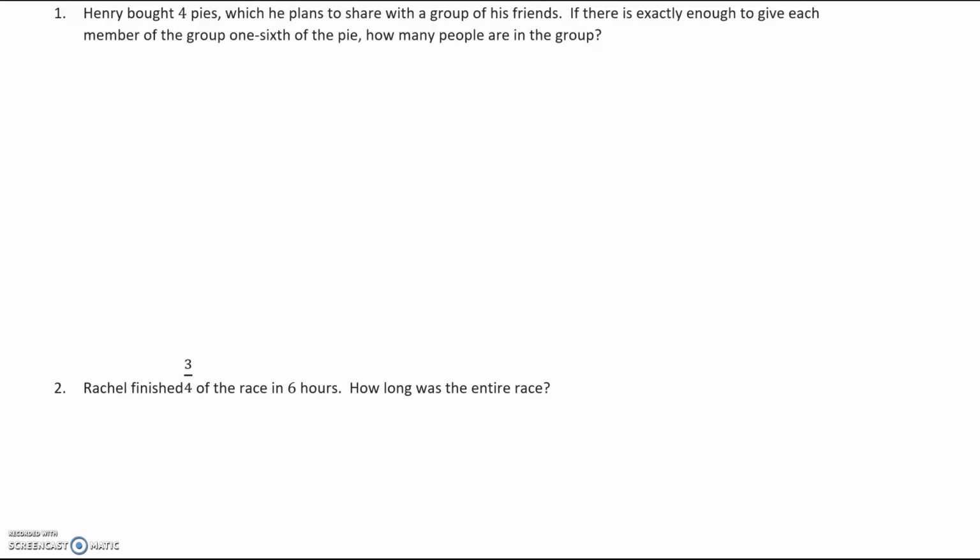All right, so here's lesson 2 homework. Henry brought 4 pies, which he plans to share with a group of his friends. There's exactly enough to give each member of the group 1/6 of the pie. How many people are in the group?